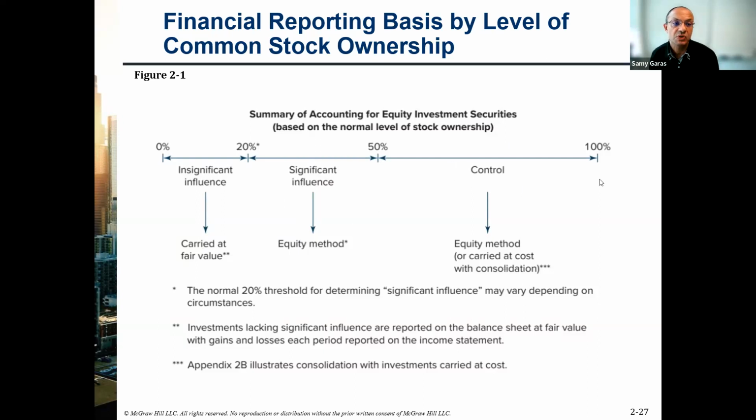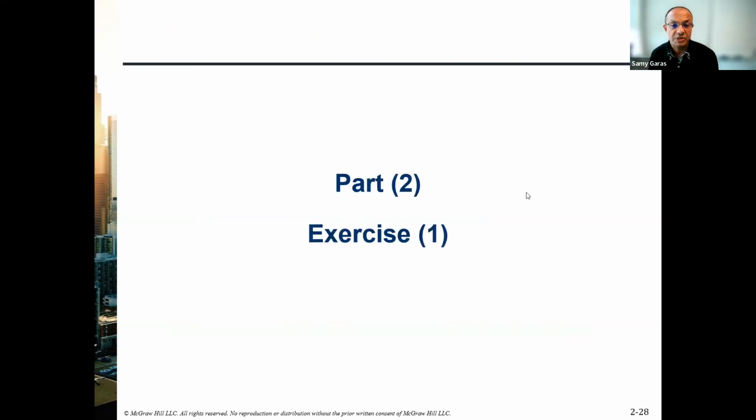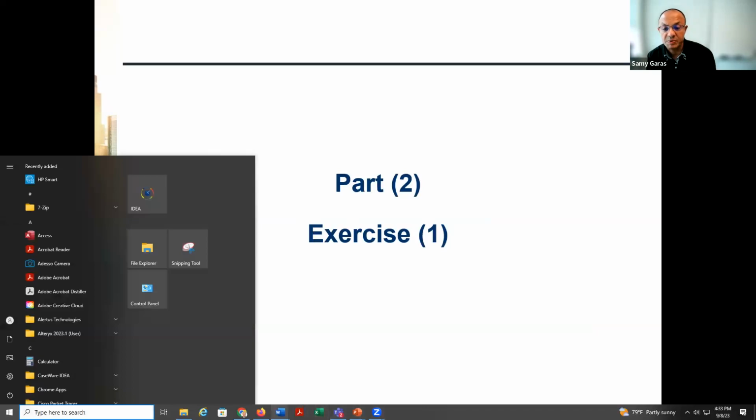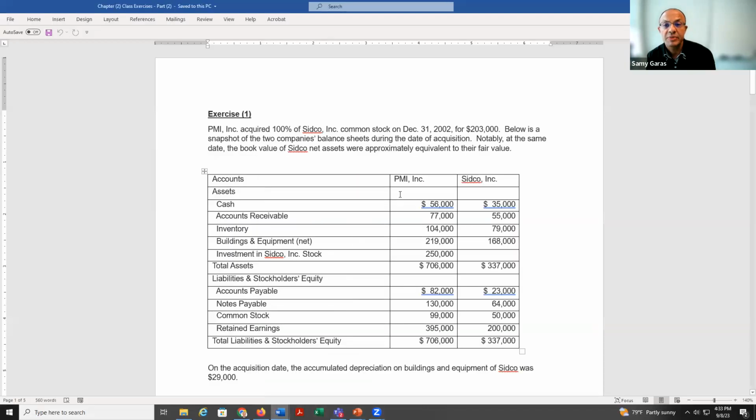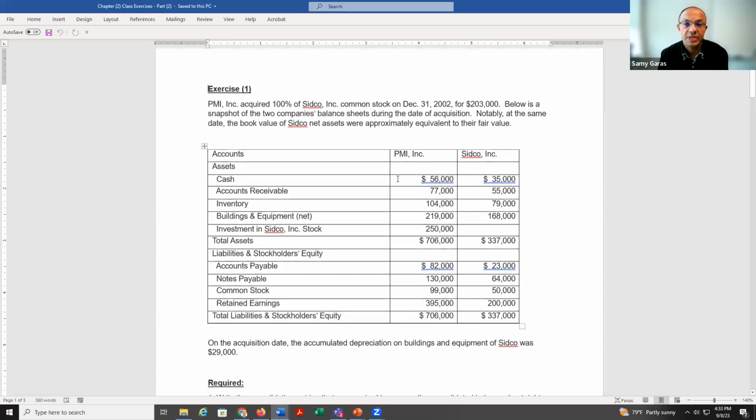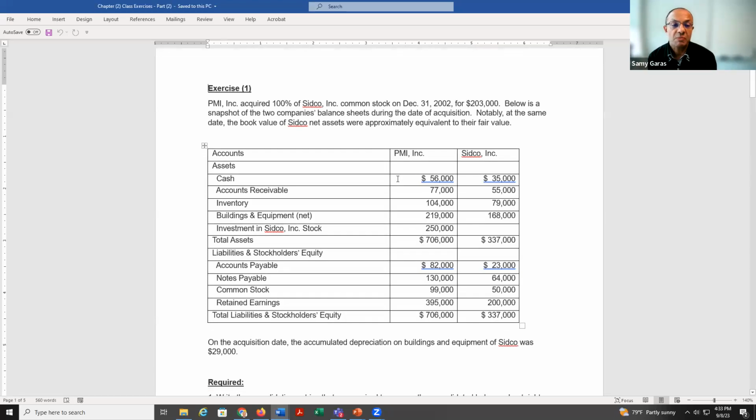to do some consolidation. To make your life easy, I am going to present two examples in this video that will show you how to do the consolidation. And those, you will see them available on Brightspace in a Word file like this. So this tells you here that we have the parent company, TMI, and the subsidiary company, Setco. The parent company acquires 100%.